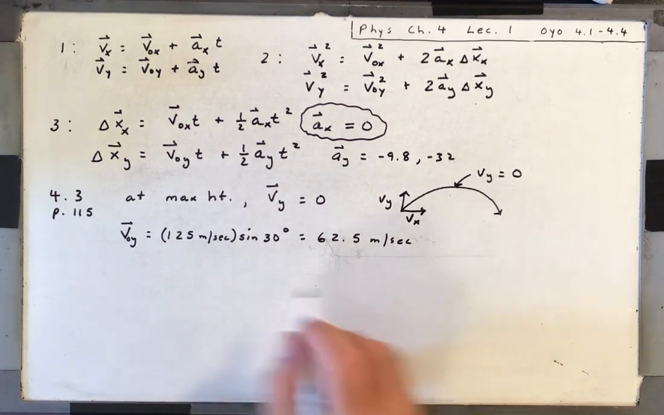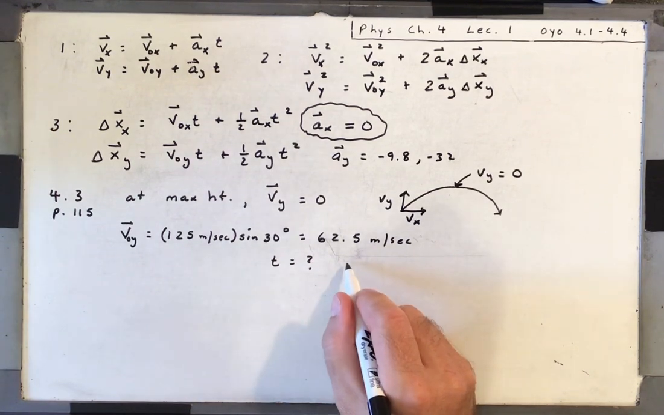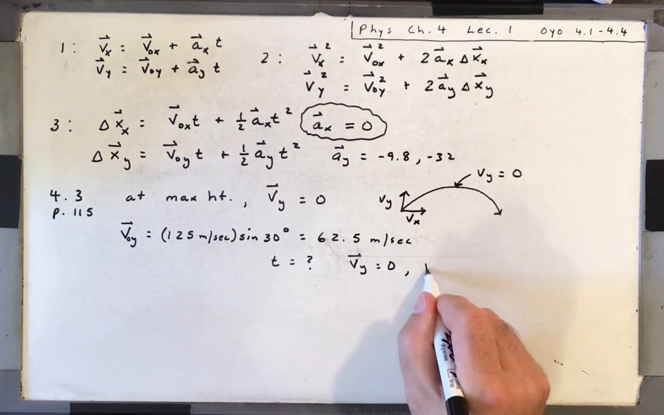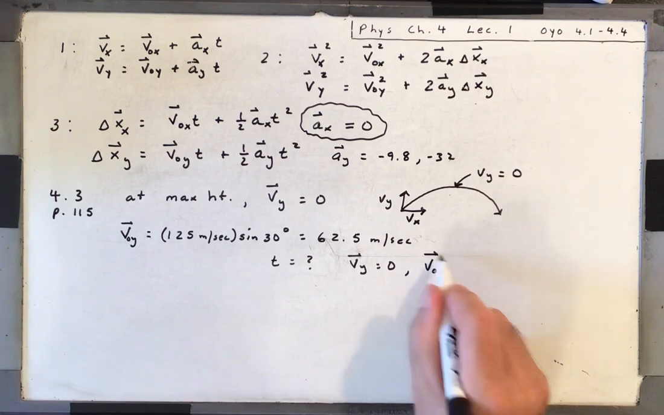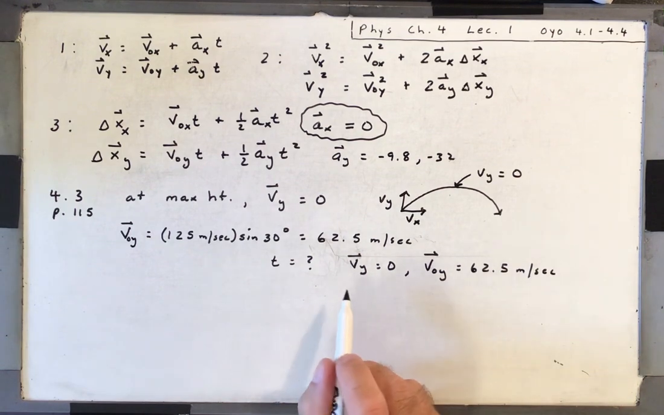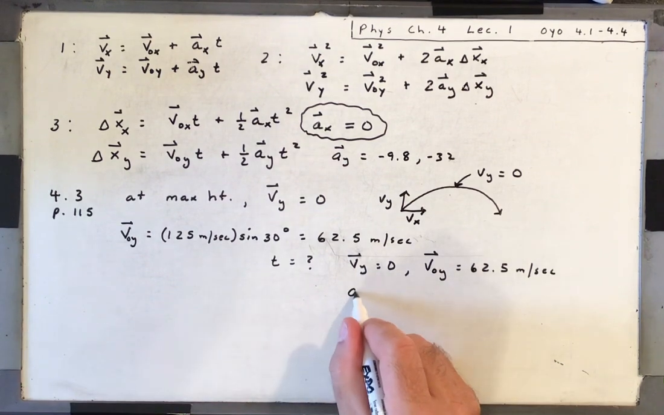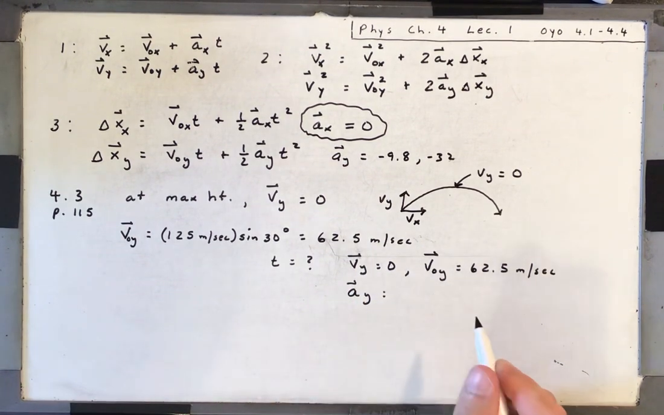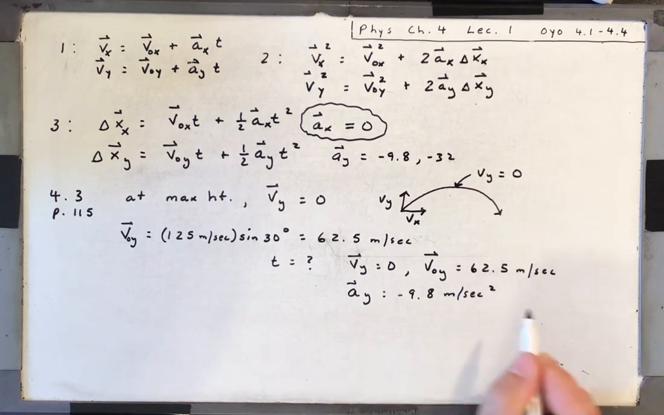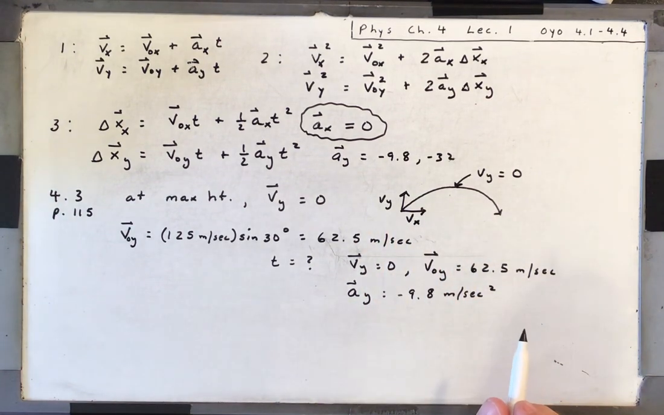All right, so I need to get time. I have the initial velocity, and we know the final velocity at max height is 0. The initial velocity is 62.5. So if I need time, I have the final velocity, I have the initial velocity. Do I have acceleration? Yeah, I've got it. It's negative 9.8 meters per second squared, because gravity is affecting the y direction, not the x direction, only the y direction, the up and down.